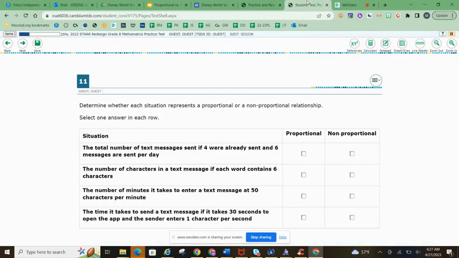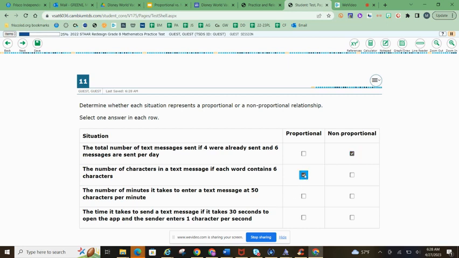If you are given a situation where you have words to decide between, like this one here, you're looking for any kind of starting point that would indicate a y-intercept, which would make it non-proportional. So this one says the total number of text messages sent if 4 were already sent and 6 messages are sent per day. Well, 4 already sent, that's a y-intercept, so that's non-proportional. The number of characters in a text message if each word contains 6 characters. Okay, there's nothing about a starting point here, so that one's going to be proportional.